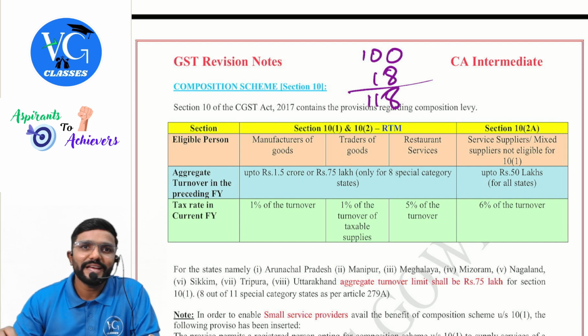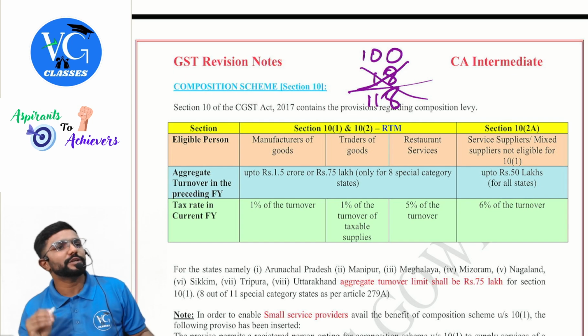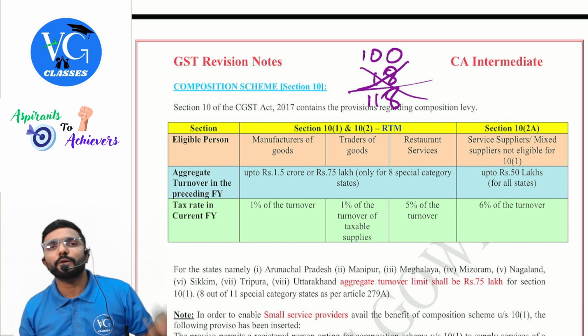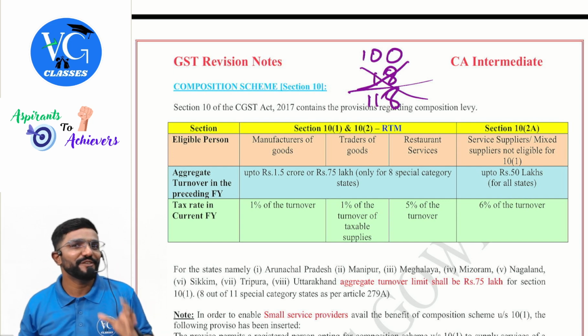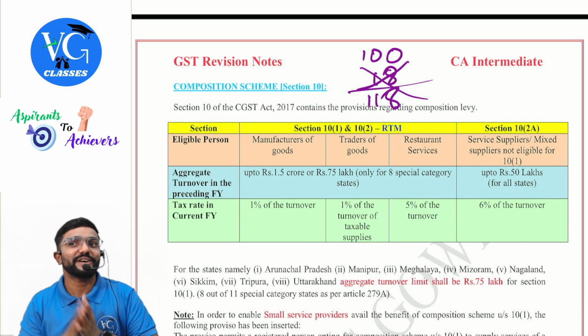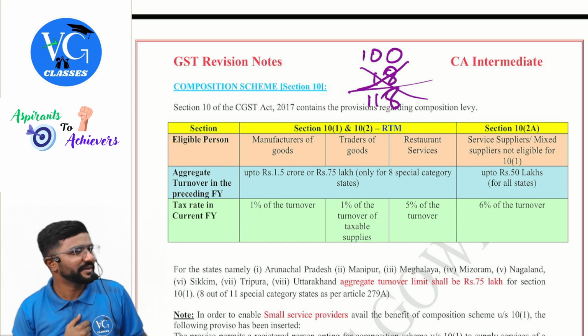Clear? So there is one pricing strategy here. Sir, I will not pay tax at the normal rate. Tell me what option is left? You can pay tax at the composition rate. But the key is, if you are paying tax at the composition rate, you cannot collect it from the customer. Okay, 1%, 2%, fine. I am ready to bear it.